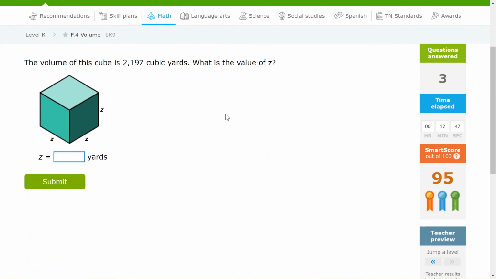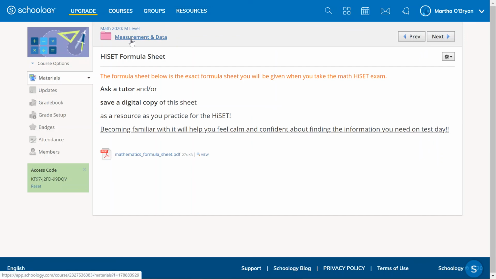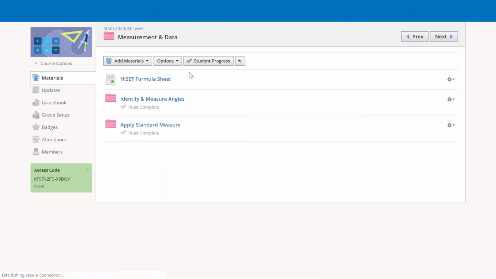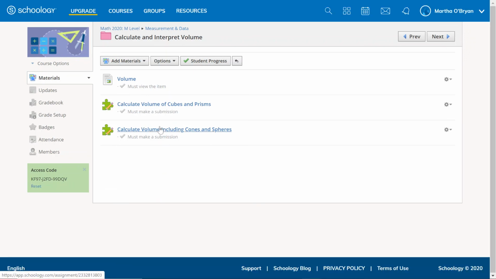Just go to 80 on this. You do not need to go to 100. So once you get a smart score of 80, you just go ahead and go back to Schoology and then just check off that you did it. All right, and that's it.